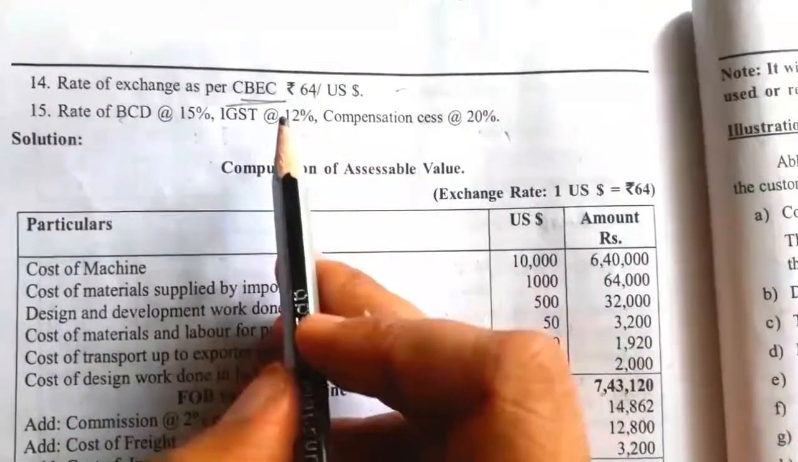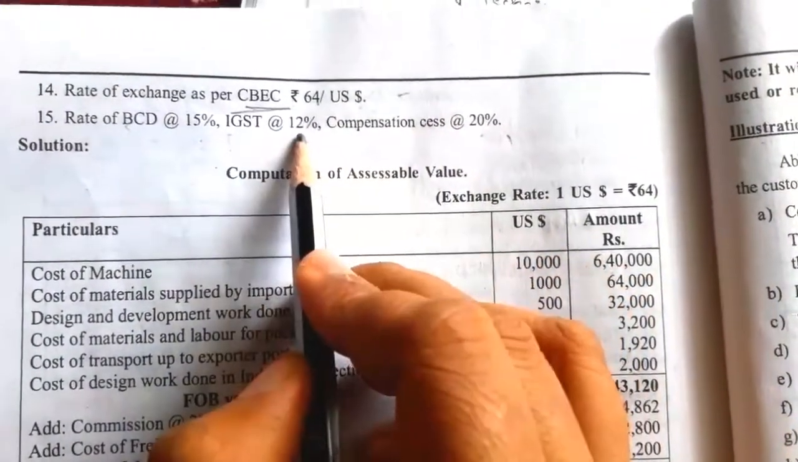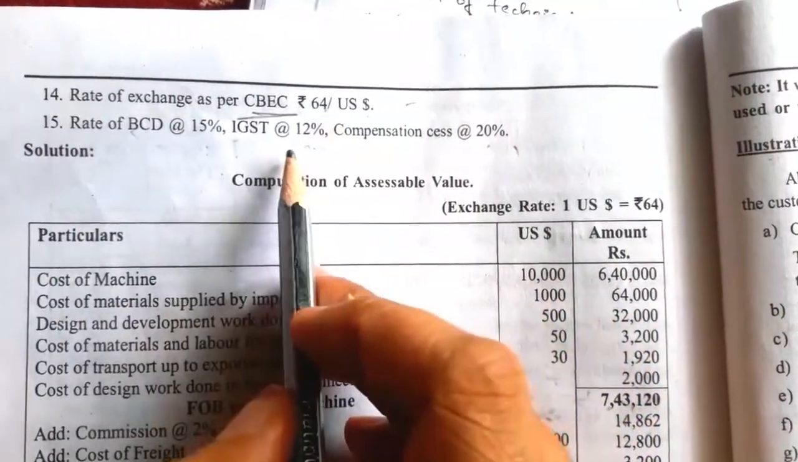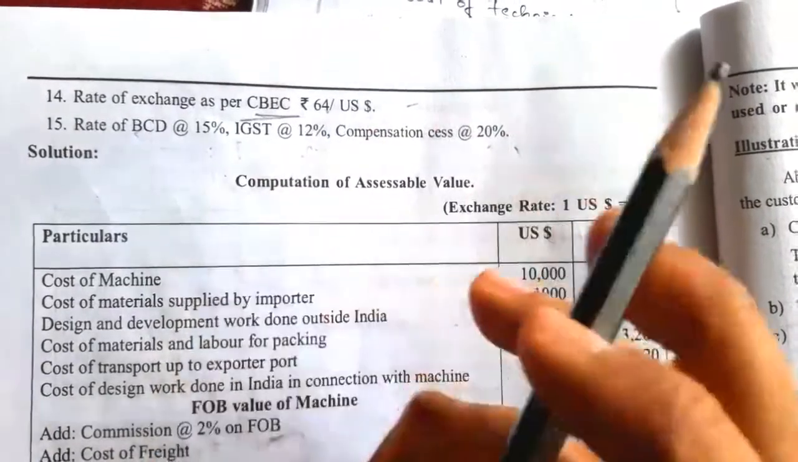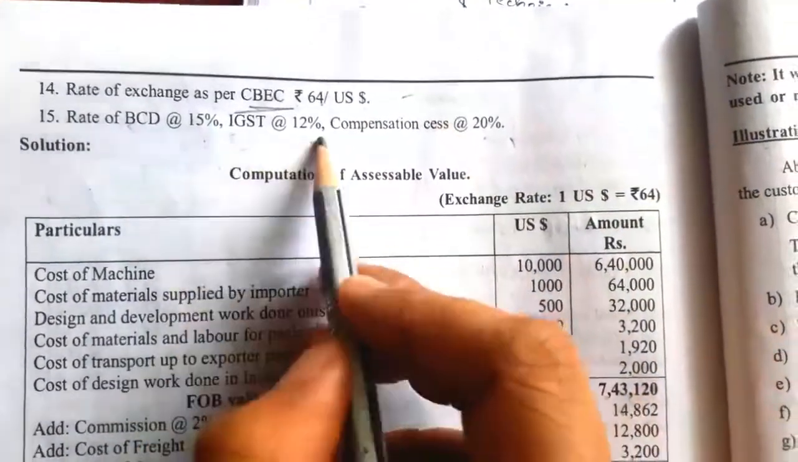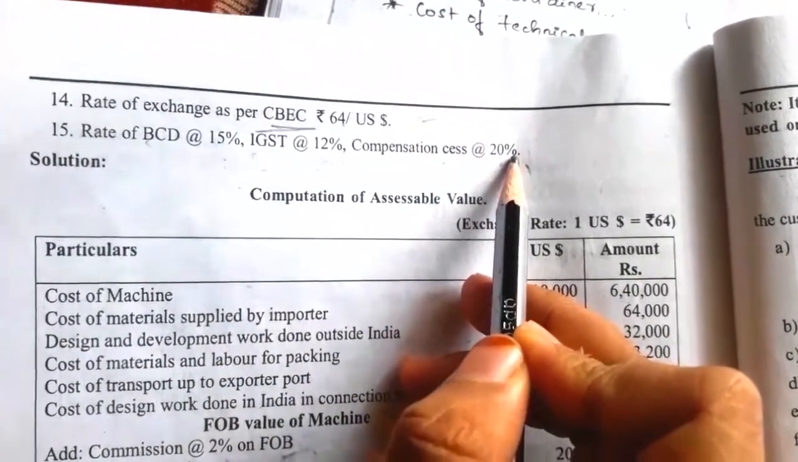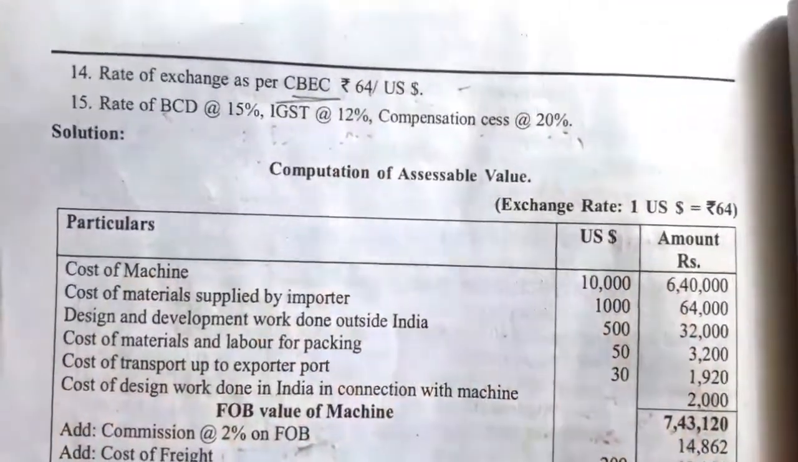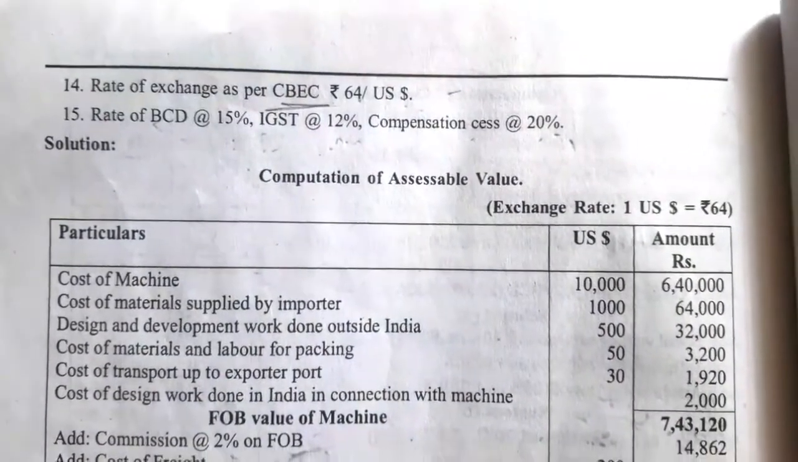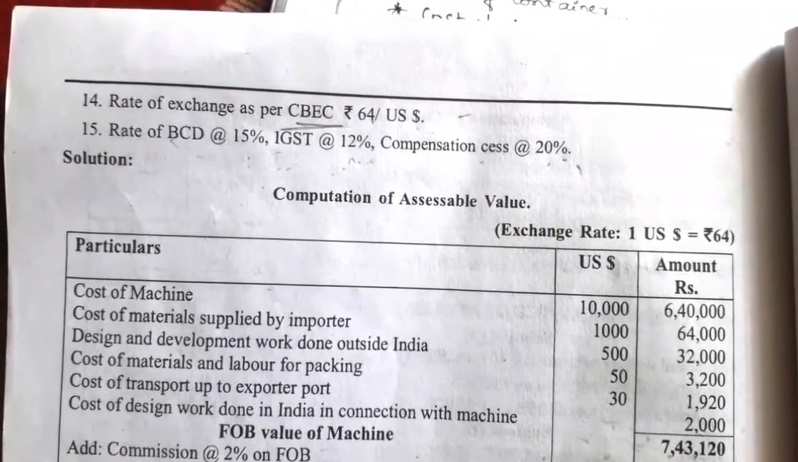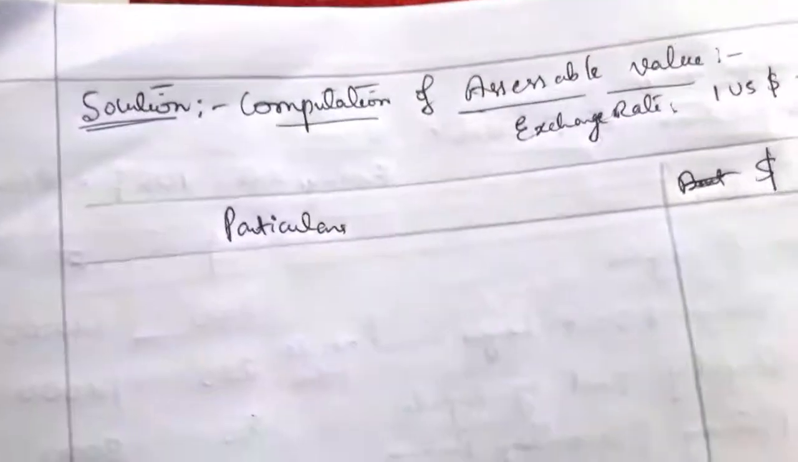Next we have to calculate social welfare surcharge at 10%, and there is no anti-dumping duty and safeguard duty. We will get subtotal B. Then we have to add IGST at 12% and compensation cess at 20% on the subtotal B. So this is about this simple illustration. We'll work out this illustration. Yes, now we'll work out the solution.